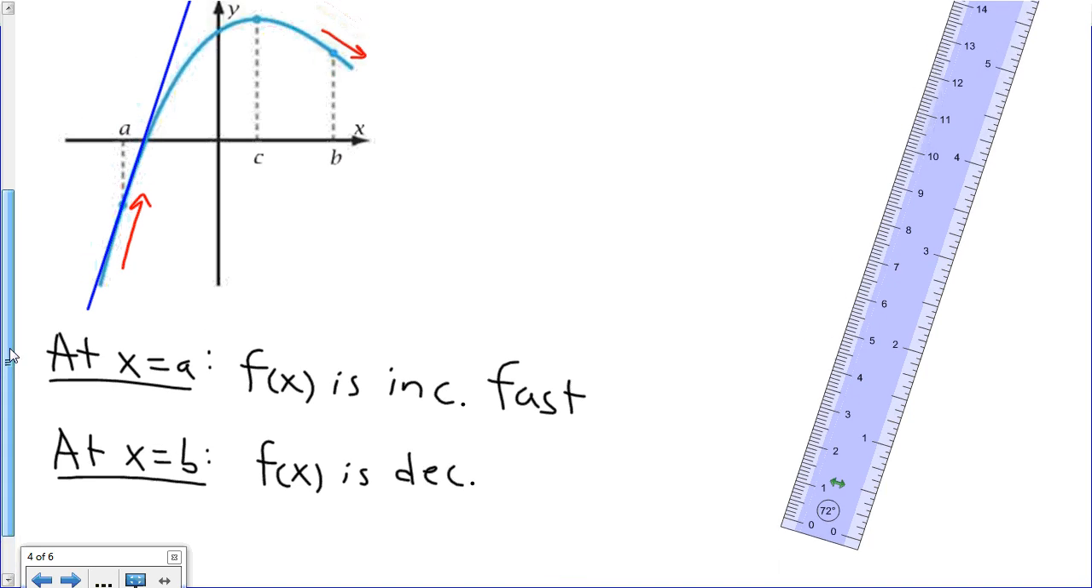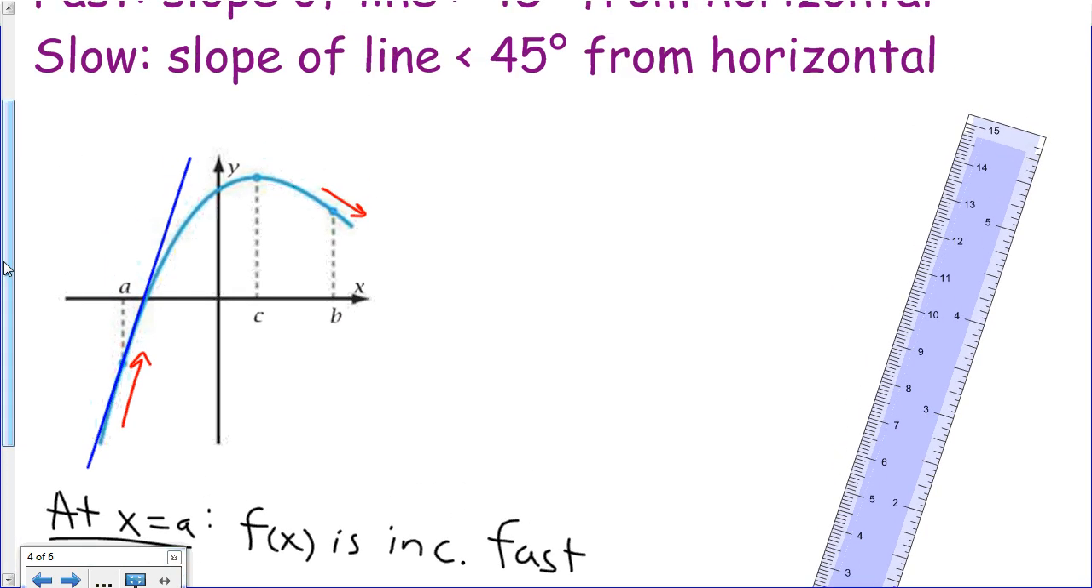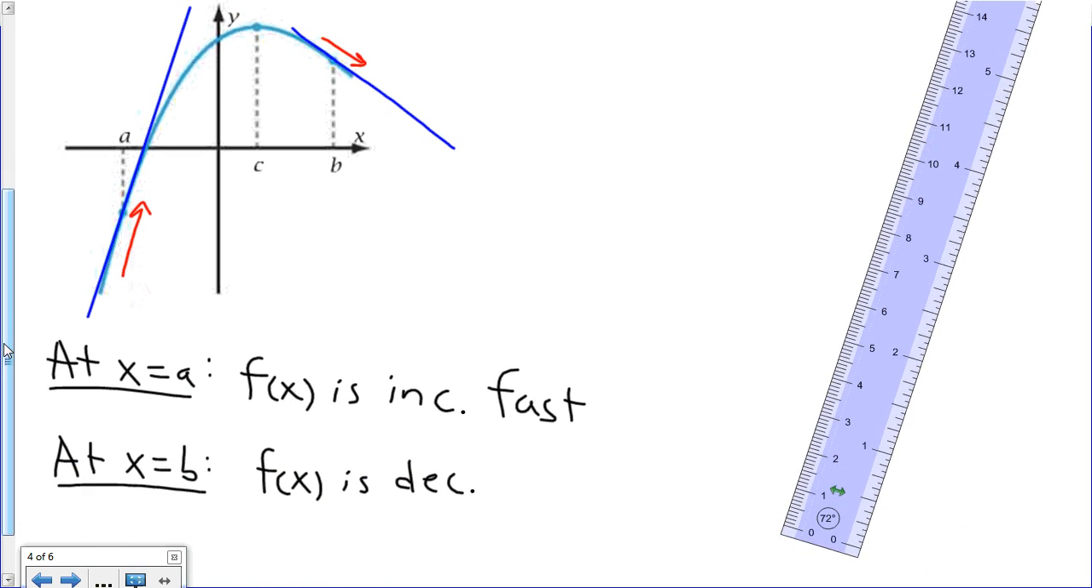And again, we're going to use the straight edge to approximate what's happening here. I'm just going to draw the line that would show up if we were to put the tangent line in this graph. It would look something like this, which looks pretty close to 45 degrees with the horizontal, actually. But I'm going to go ahead and say that this is slow, because it's definitely slow in comparison to point A. So I'm going to say it's decreasing slow.